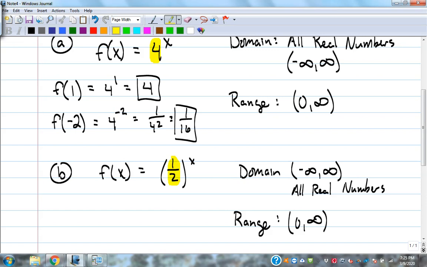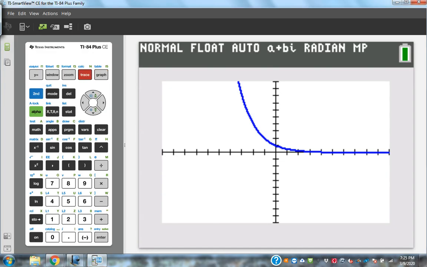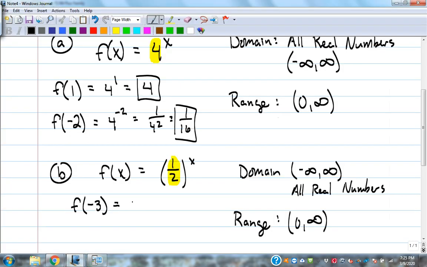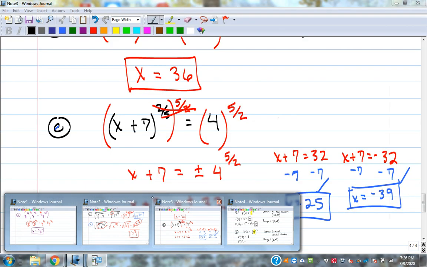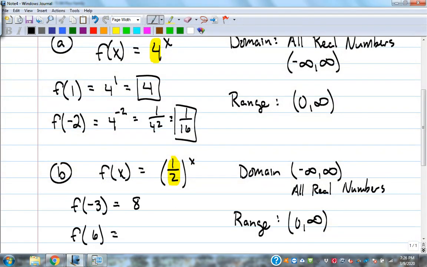So you can tell what's going to be happening based on the number that has the exponent on it. And then you could do function values for that if you wanted to plug in, you know, negative 3 for x. I would just hit trace negative 3. It gives me positive 8 as the value. If they wanted to know what was happening at positive 6, I'd hit trace 6. That's 64.